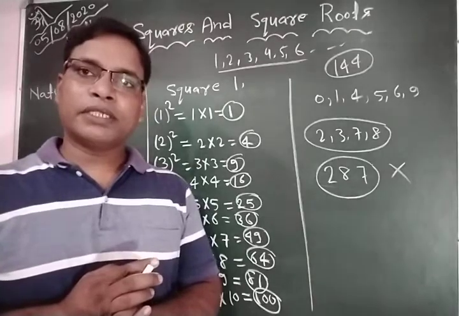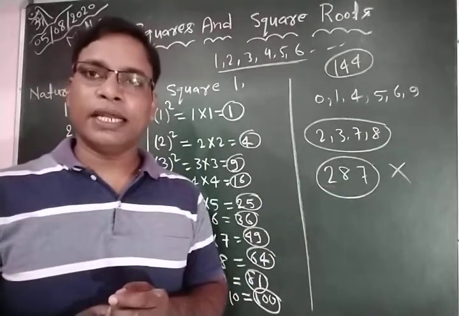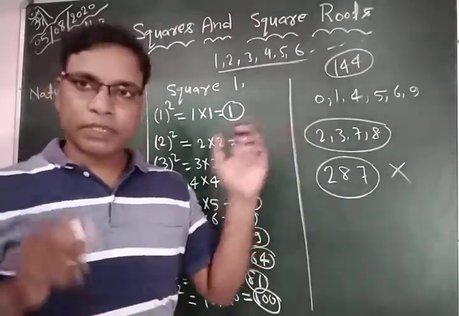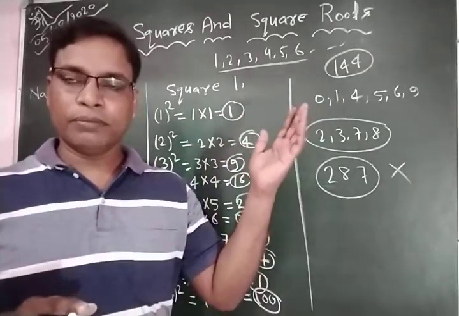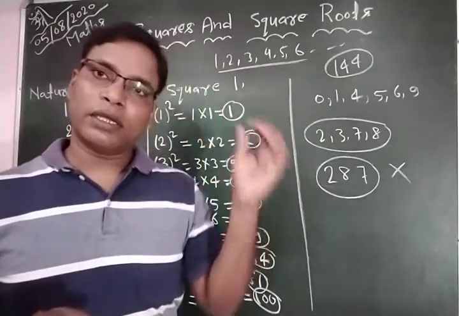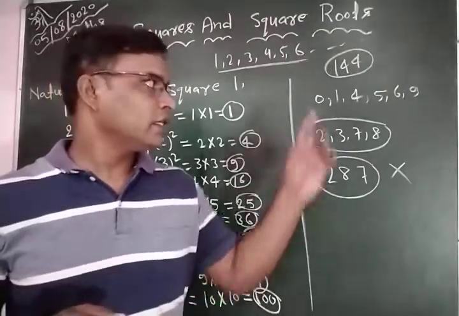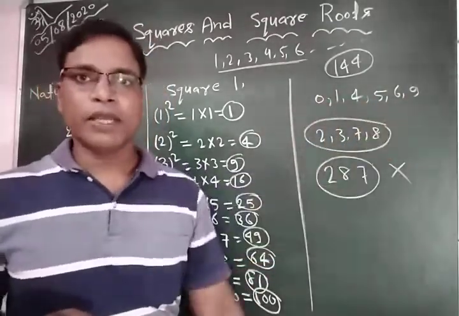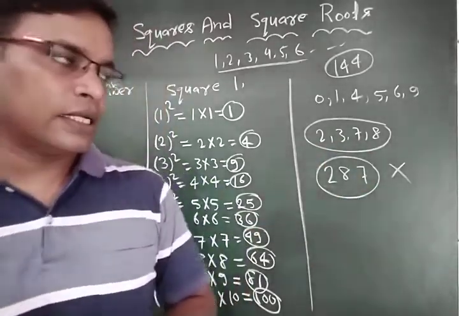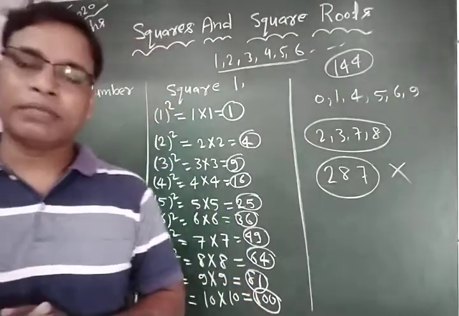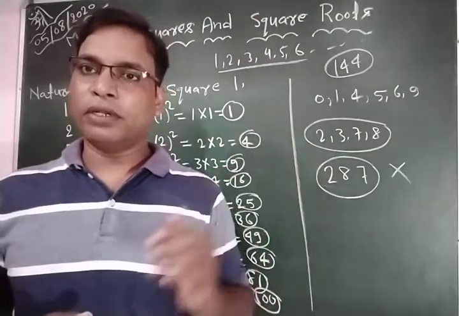And the unit place of a perfect square, you can see, if any number is a perfect square, then the unit place of that number may be 0, 1, 4, 5, 6 or 9. If 2, 3, 7 and 8 is at the unit place digit of any given number, it means that the given number is not a perfect square or square number.